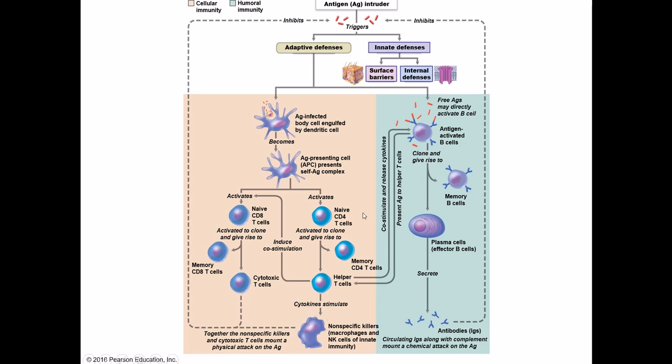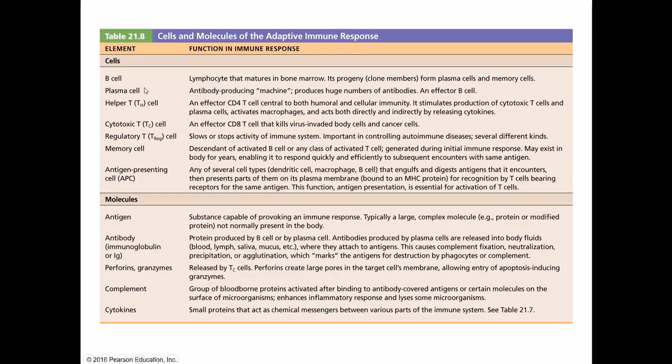The helper T cells in particular and the antibodies that can turn on complement overlap with the innate defenses. So it's a nice little summary figure. There's also a nice little table here from your book that lists the different cells of the adaptive immune response, the different molecules that are made by or turned on by the adaptive immune response, and also what they do. So also a nice summary table to look at. And that's the end of chapter 21.